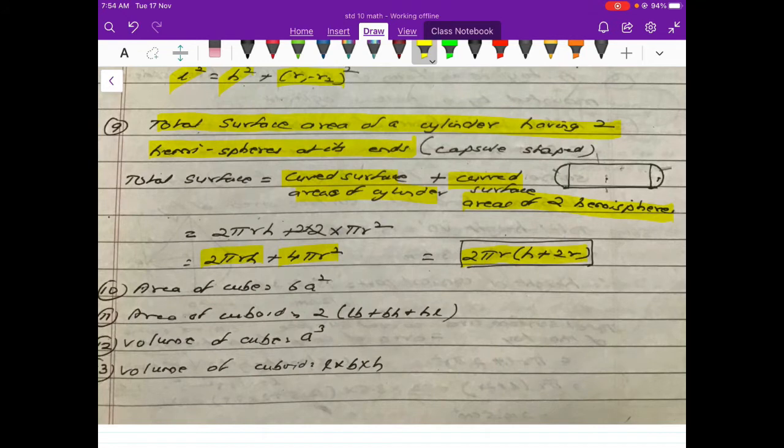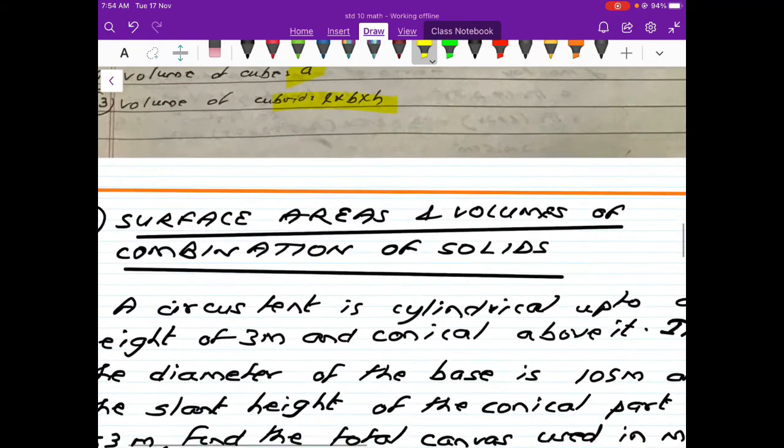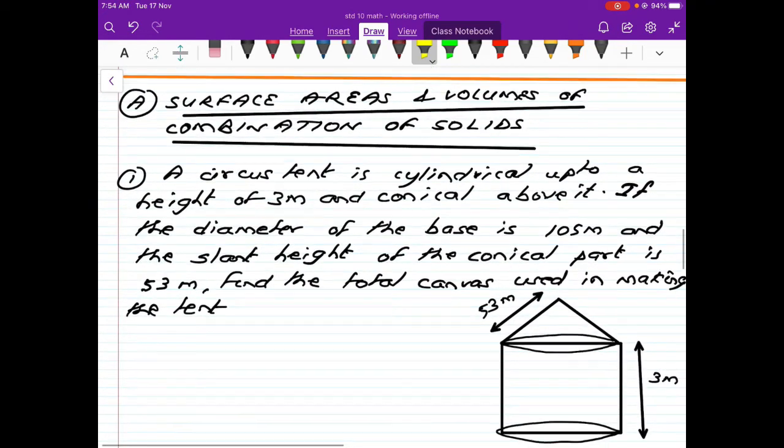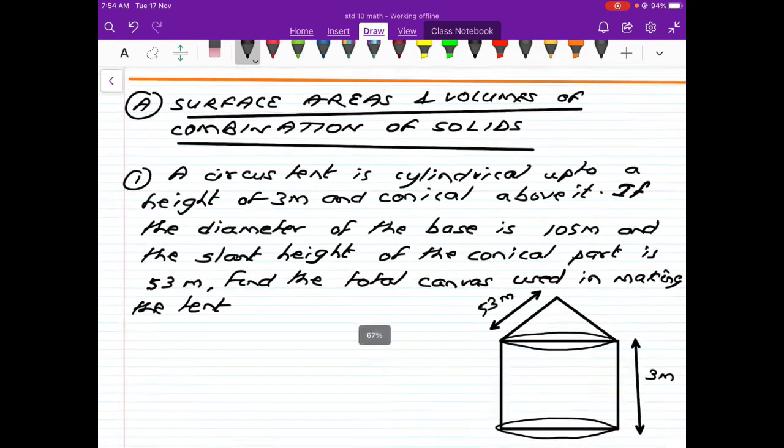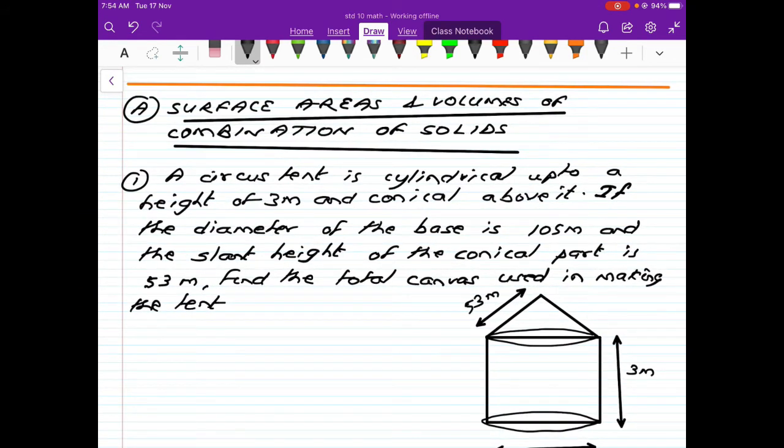So there are then some simple things. Area of cube is 6a square. Area of a cuboid is 2 into (lb plus bh plus hl), which we have done in 9th standard. Volume of a cube is a cube. Volume of a cuboid is lbh. Now having seen all these things, we will just start solving some of the problems.